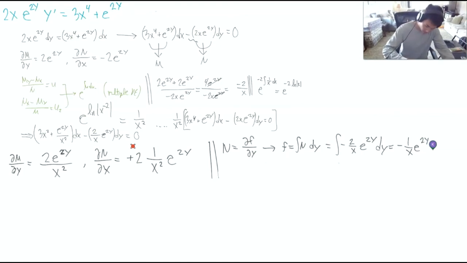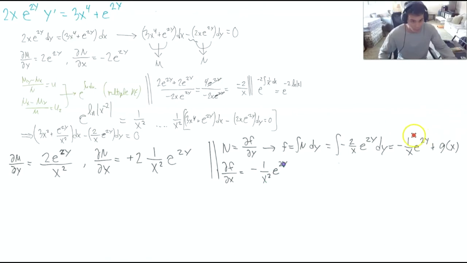But then we do have some constant g of x. So if we take this derivative, I know it's kind of funny, we take an integral and we take a derivative right after, right? If we go df/dx, because we want to find out what g of x is, then we get negative 1 over x squared e to the 2y. If we take this derivative, this will actually become a positive 1 over x squared plus g prime of x. And we know that this is exactly equal to this guy over here.